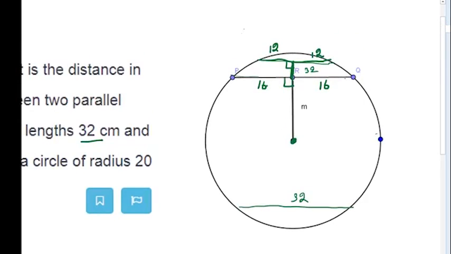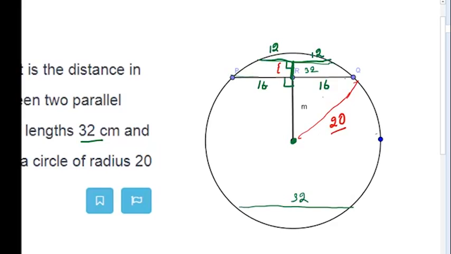So we are told to find the distance between two chords whose lengths are 32 centimeter and 24 centimeter. So this is 12, this is 16. We need to find this particular length. We are also given the radius of the circle. If I join this, it becomes the radius of the circle. The radius of the circle is 20.